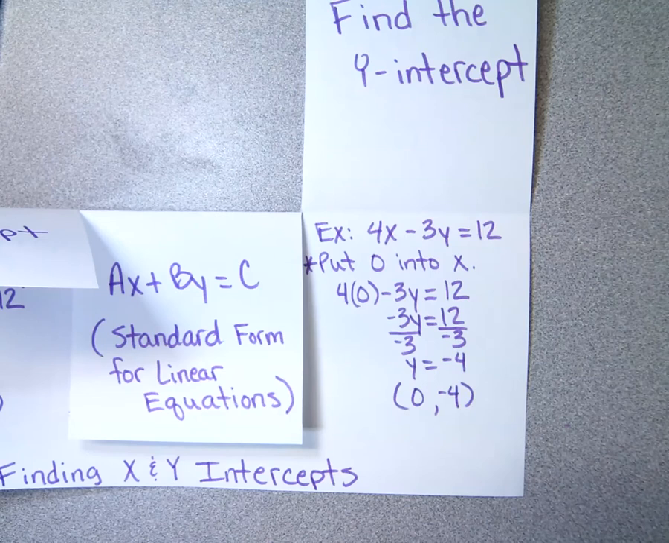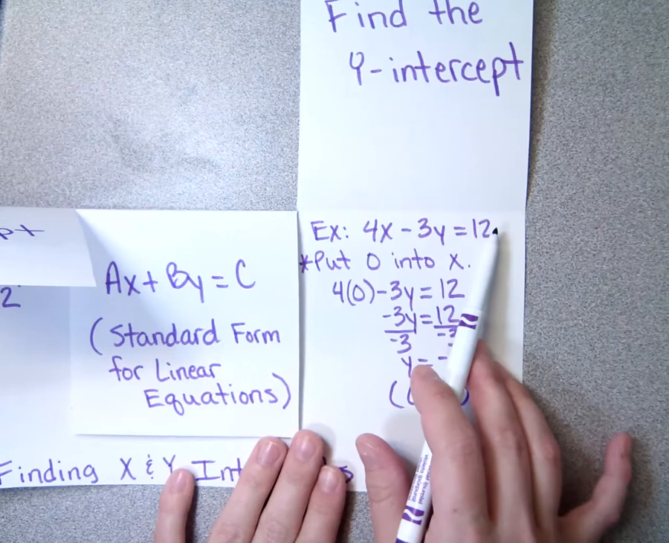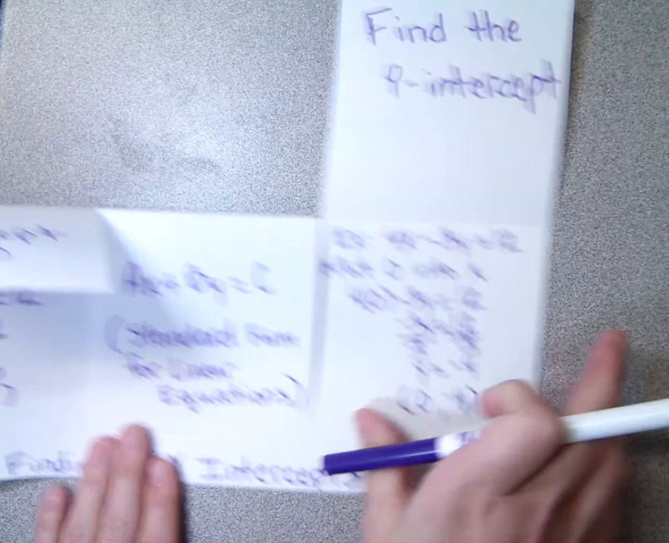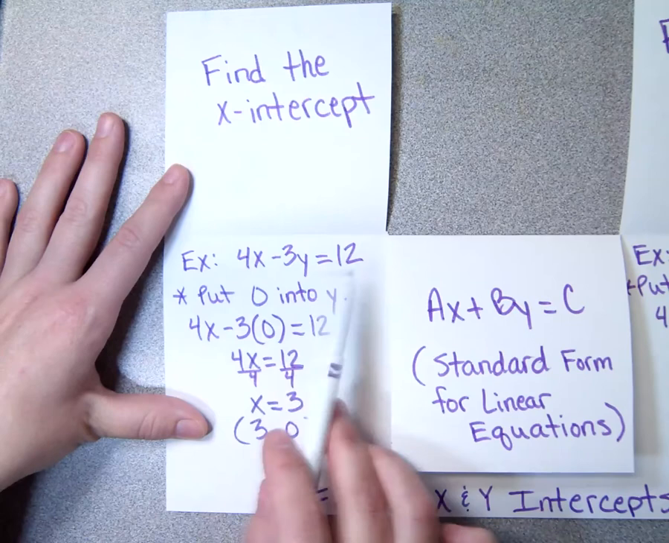So if you are given an equation and you want to find the x-intercept or y-intercept, you're going to plug in zeros. And it doesn't matter if the equation's in standard form or if it's in slope-intercept form. You still do the same thing. So to find y-intercepts, you put 0 into x. And to find x-intercepts, you put 0 into the y, no matter what the equation looks like.